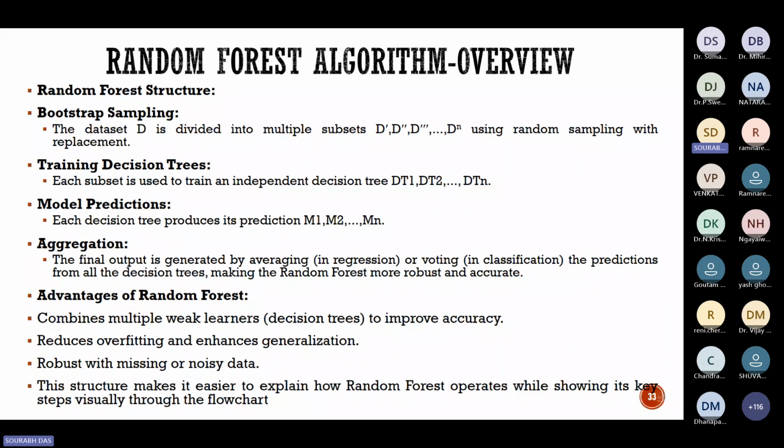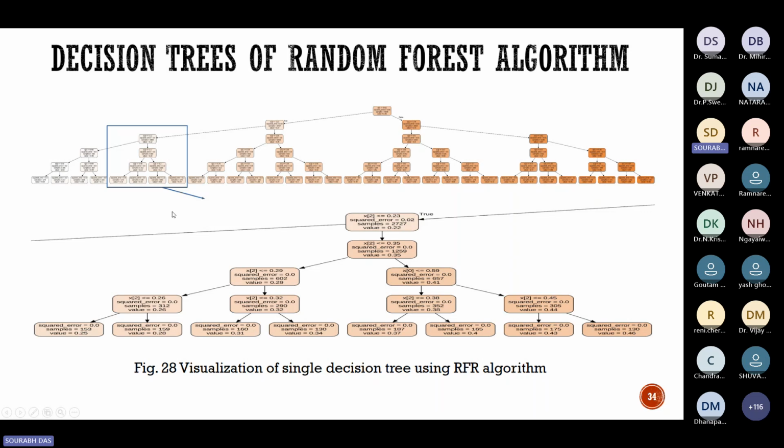This structure makes it easier to explain how the random forest operates while showing its key steps visually through the flowchart. So this is the decision tree. What we discussed in the previous slide, that DT is the decision tree, and there are n number of decision trees.